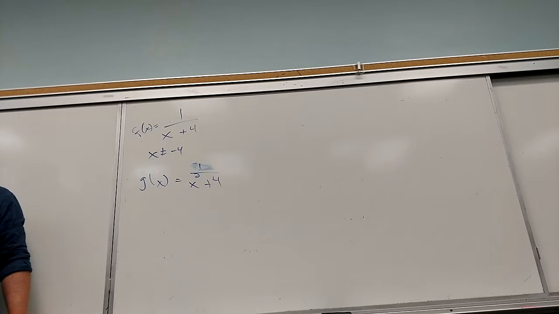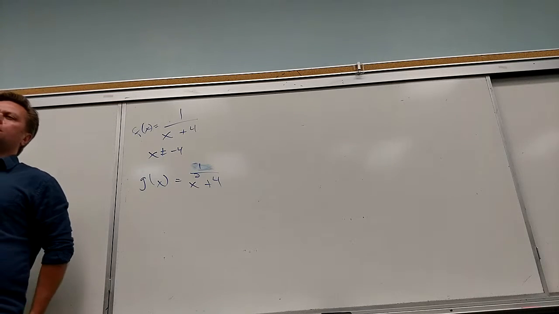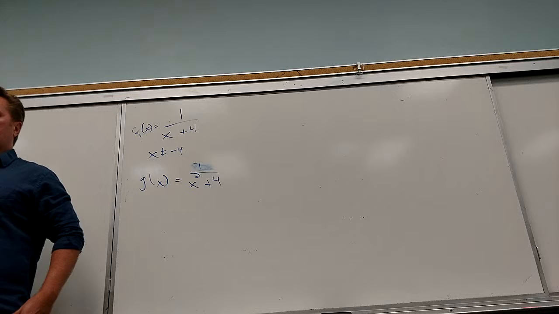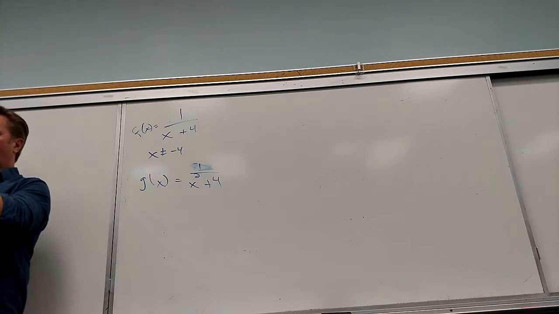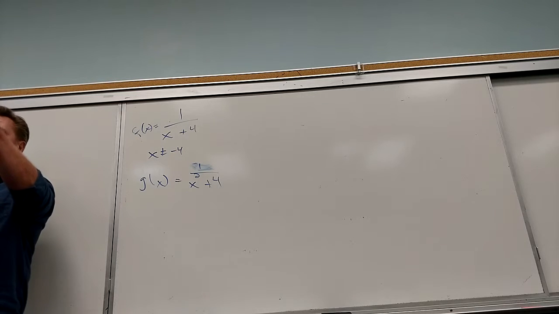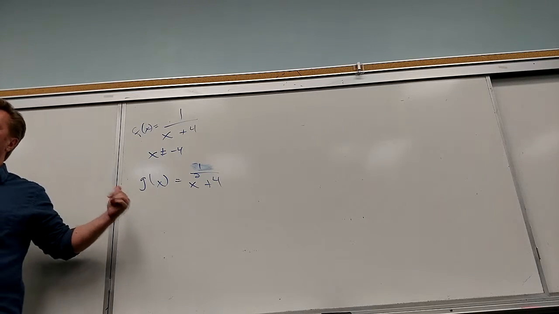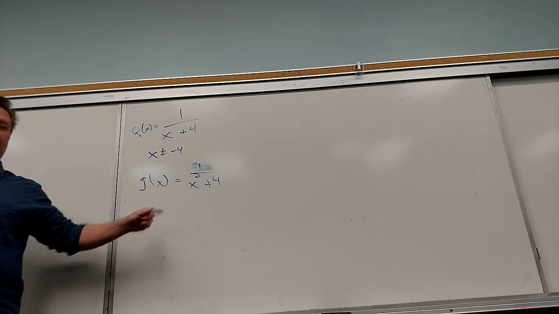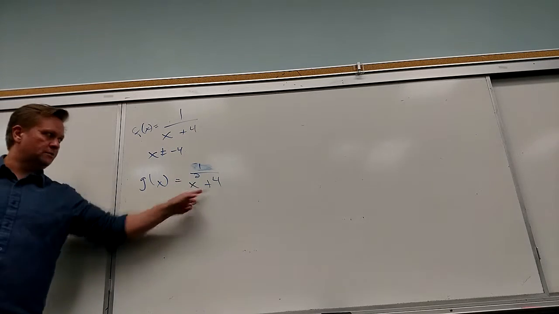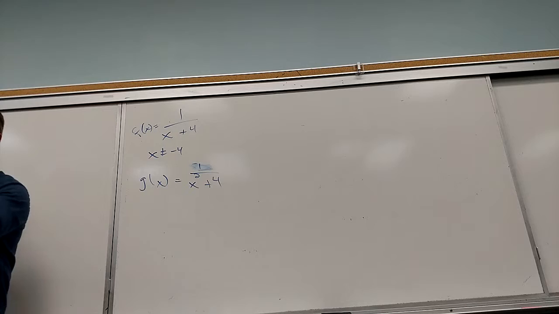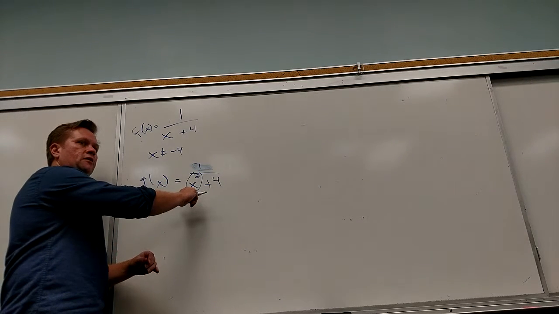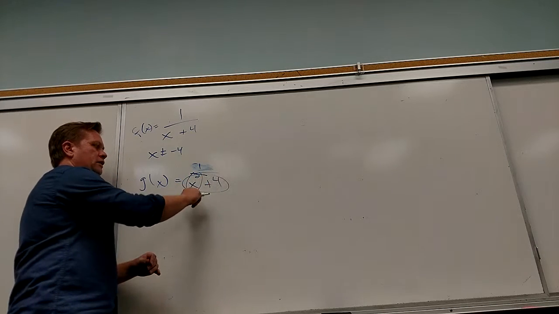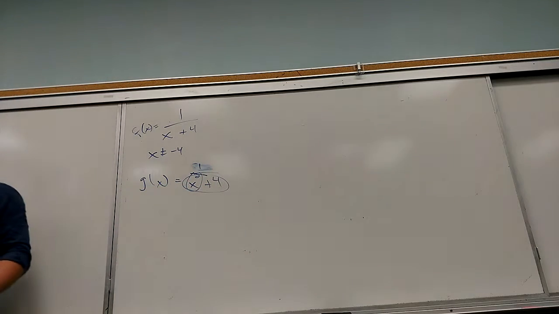x squared plus 4 on the bottom. What's the smallest that x squared can be? 0. Because the minute you get away from 0, 1 squared is 1, -1 squared is 1. So the smallest it can be is 0. What's the smallest the bottom can be? If this piece can be 0 at smallest, then the smallest the bottom can be is 4.